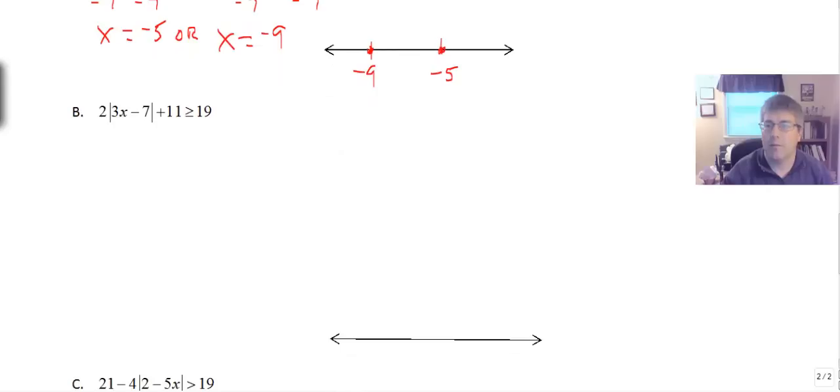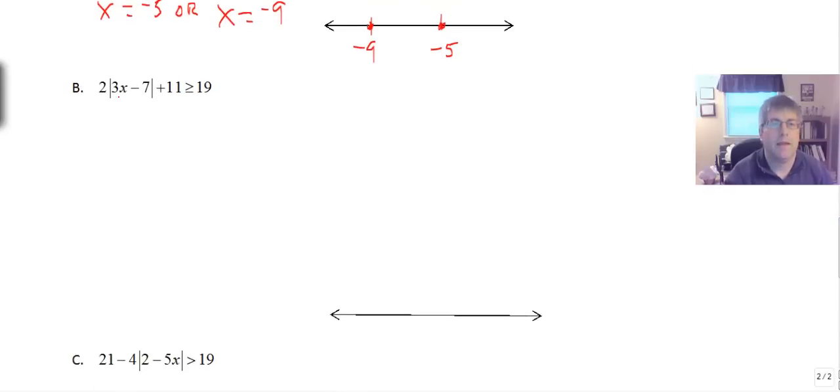Let's take a look at sample problem B. Sample B, a little bit more challenging. We've got some stuff we have to get rid of here. So we have to clean everything away from the absolute value bar. So I'm going to subtract 11 from both sides. So I get 2 times the absolute value of 3x minus 7 is greater than or equal to 8. And then I will divide by 2. I get the absolute value of 3x minus 7 is greater than or equal to 4.